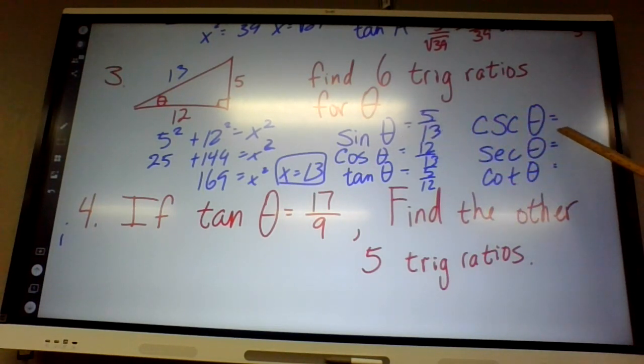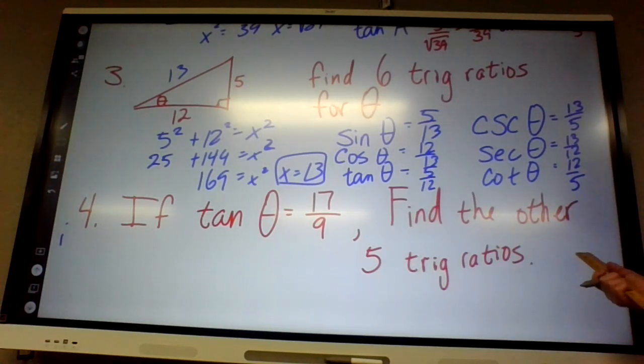But how do I do cosecant? Just flip it. I guess if there's a square root in there, it makes it a little trickier because you can't leave a square root on the denominator. But yeah, just flip it.